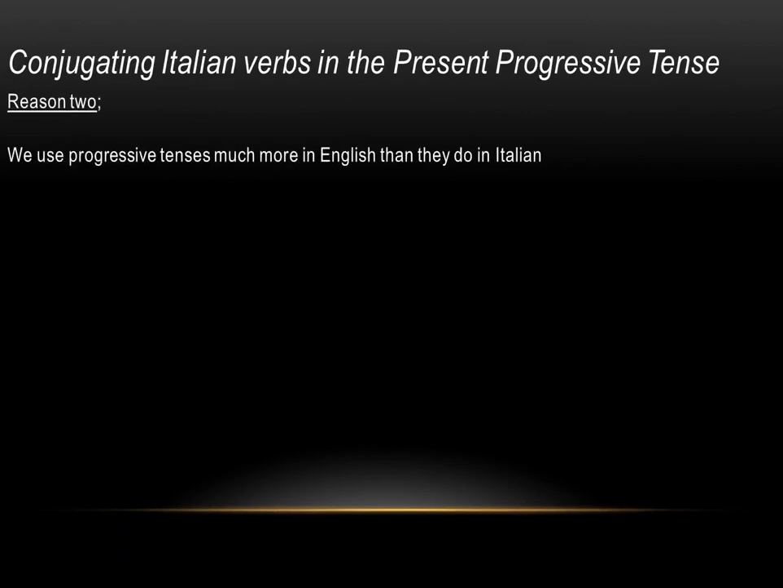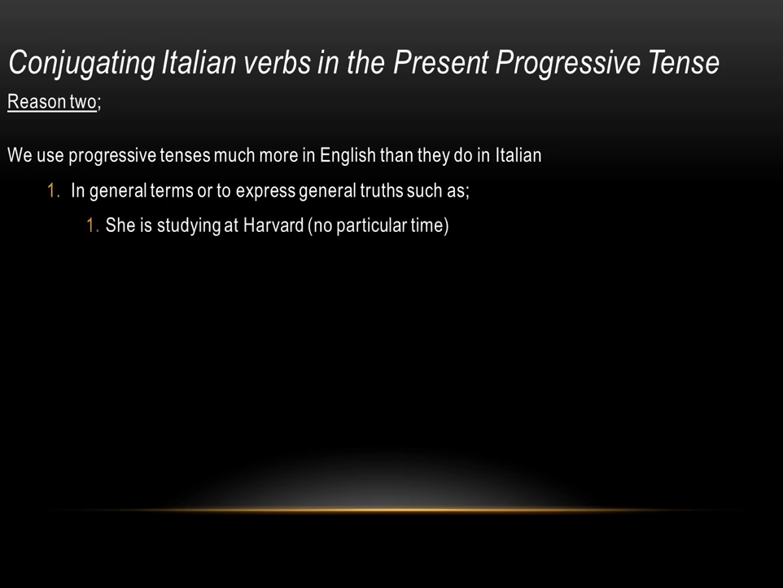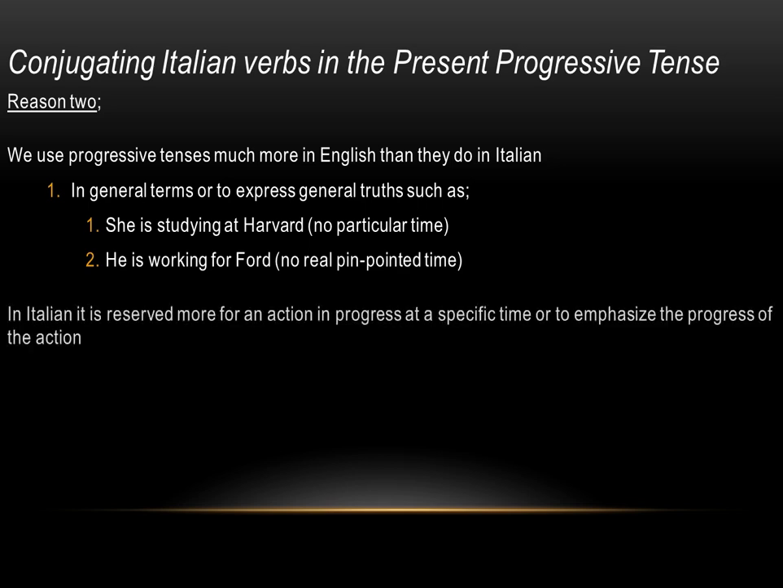Reason 2. We use progressive tenses much more in English than they do in Italian. We use it in general terms or to express general truths, such as, he is studying at Harvard, no particular time. He is working for Ford, once again, no real pinpointed time. In Italian, it is reserved more for an action in progress at a specific time, or to emphasize the progress of the action. What are the children doing now?